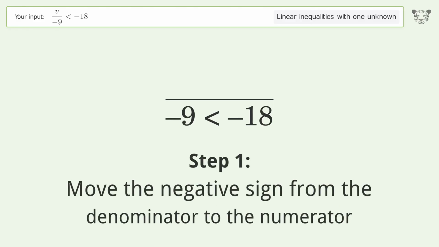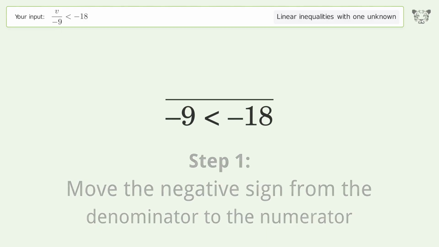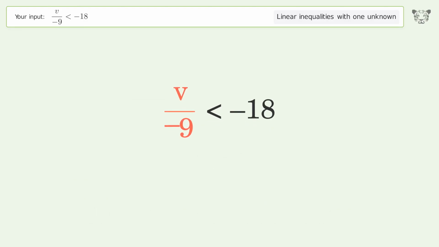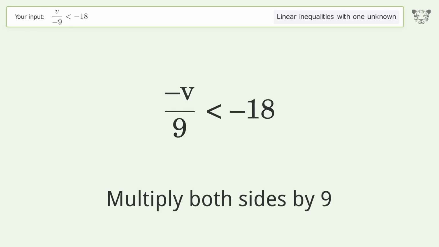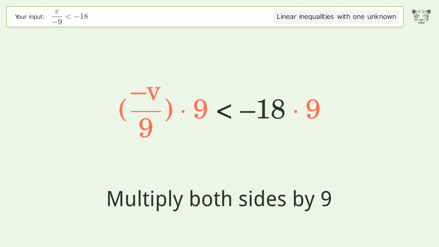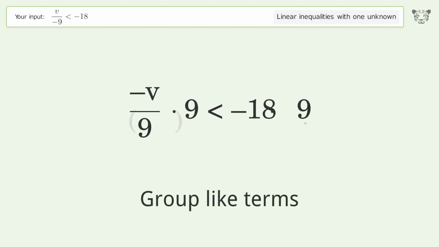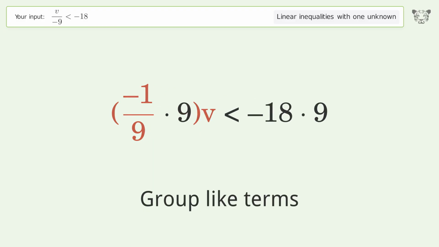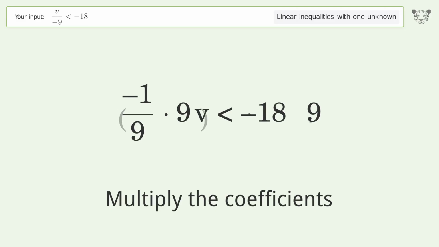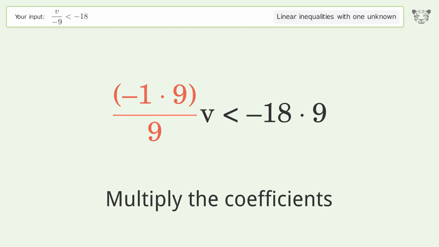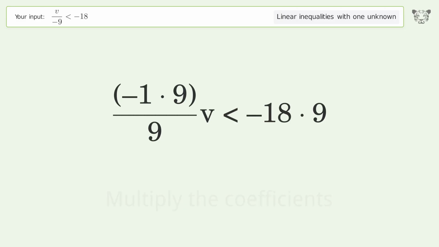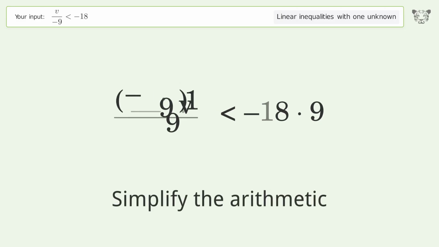Move the negative sign from the denominator to the numerator. Isolate the v. Multiply both sides by 9. Group like terms. Multiply the coefficients. Simplify the arithmetic.